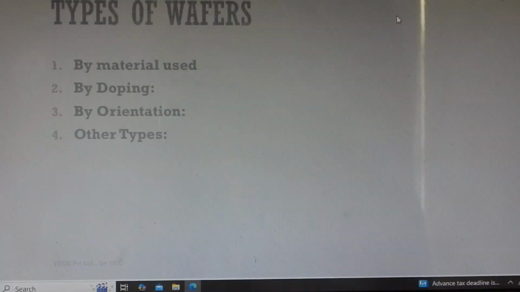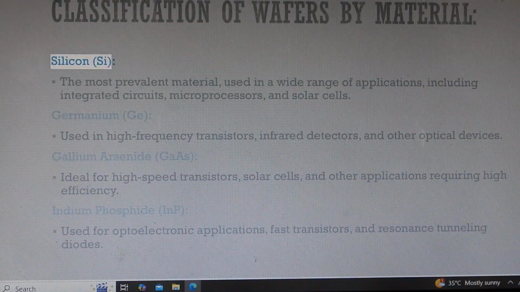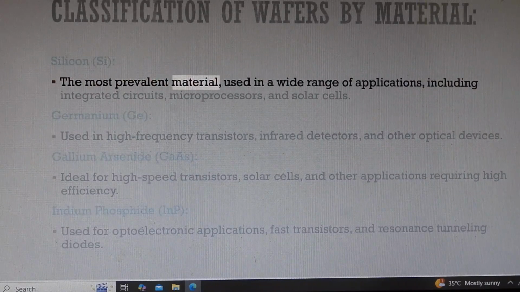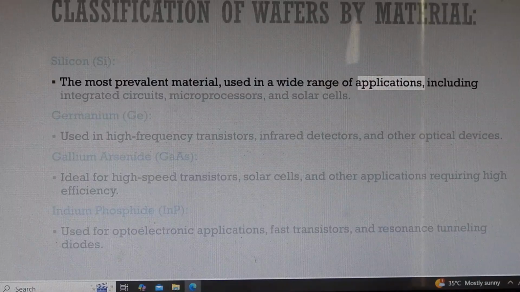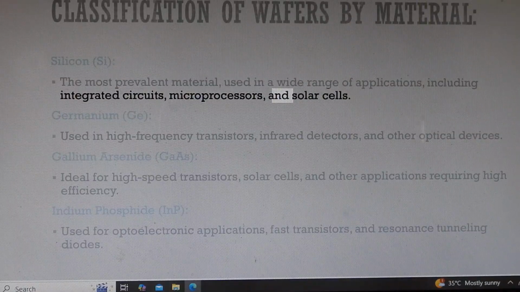Types of wafers. 1. By material, 2. By doping, 3. By orientation, 4. Other types. Classification of wafers by material. Silicon, Si: the most prevalent material, used in a wide range of applications, including integrated circuits, microprocessors, and solar cells.